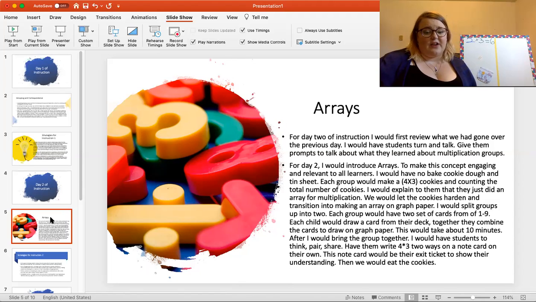Then they would color it in on graph paper. This would take, I would say, ideally about 10 minutes. And after, I would bring the group together and I would have students think, pair, share about what they just did and how it's similar to grouping. And then I would have them write 4 times 3 two ways on a note card on their own.